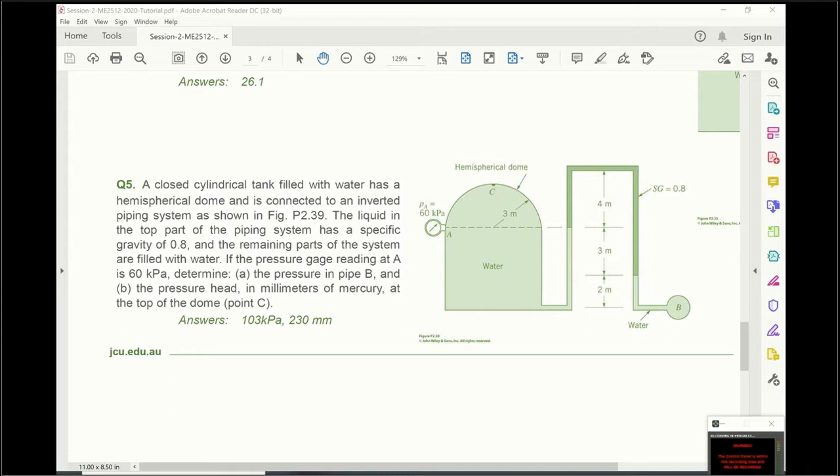Okay, we are going to start with question 5. We have a tank for the water, and a pressure gauge is attached at a specific height, and a manometer, but this is an inverse manometer instead of the usual, with some liquid which is lighter than water because its specific gravity is 0.8, attached to a pipe. The question says, find the pressure at pipe B. So find the pressure here.